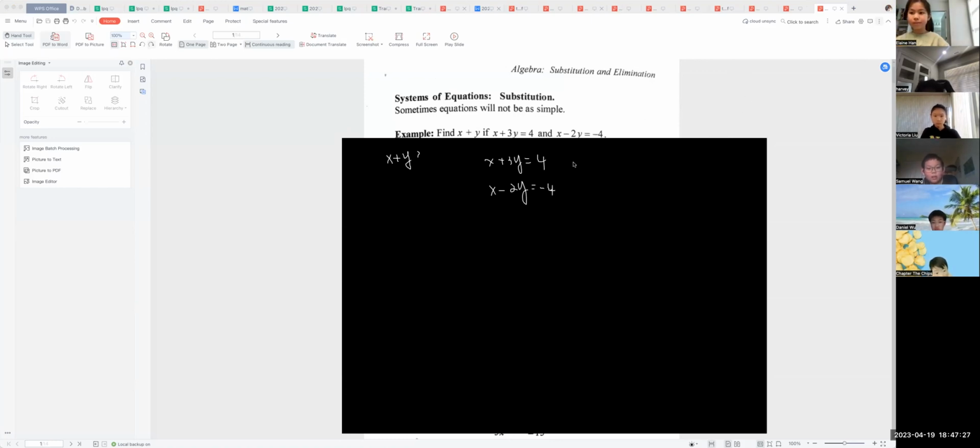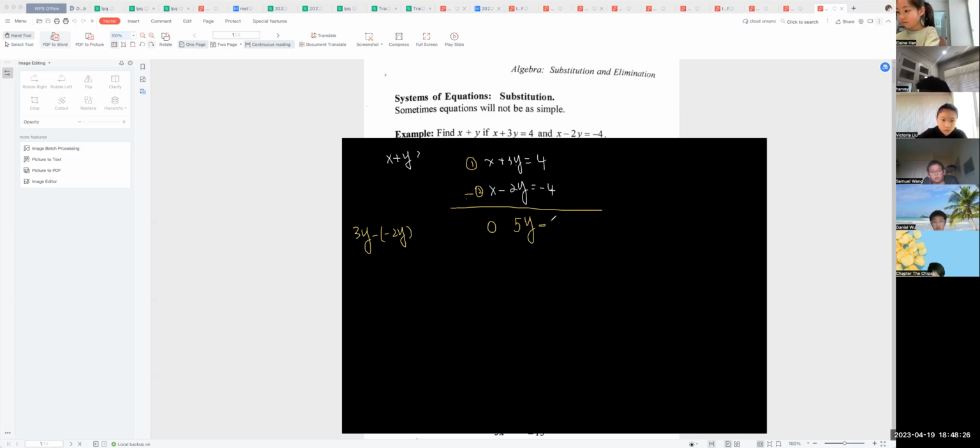Okay, so Chapter, this is equation 1, this is equation 2, okay? I use equation 1 minus equation 2, so x minus x equals what? Nothing, 0. So 3y minus negative 2y equals what? 5y. Very good. So 5y equals 4 minus negative 4 equals what?